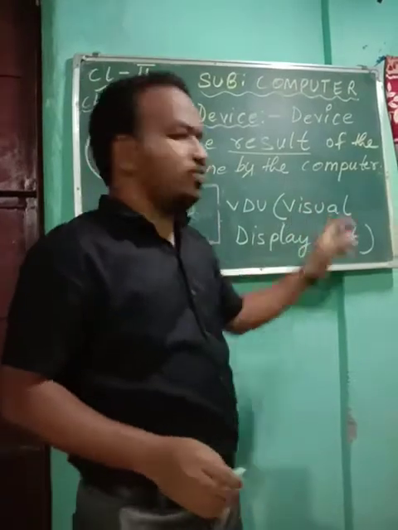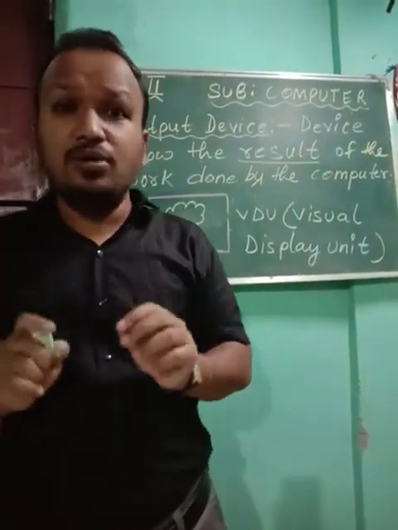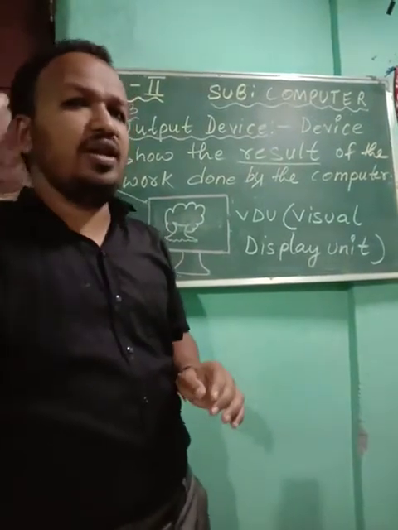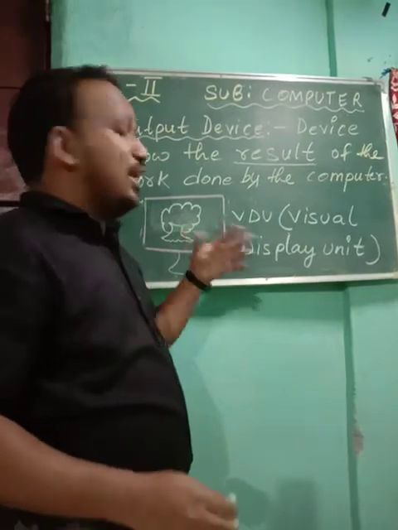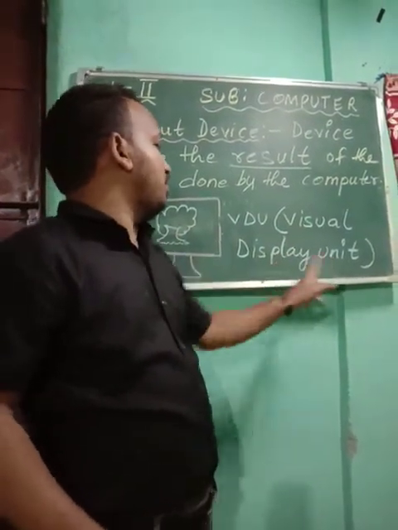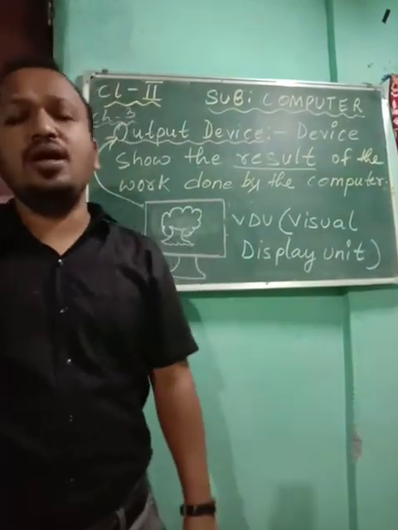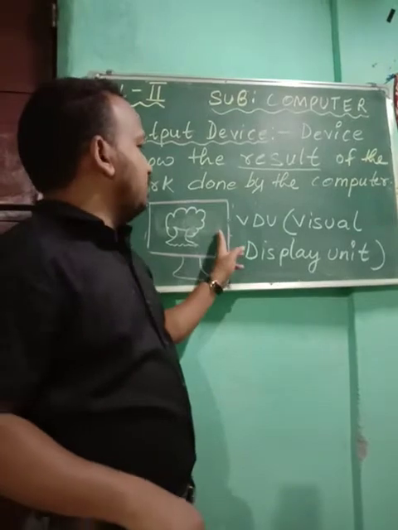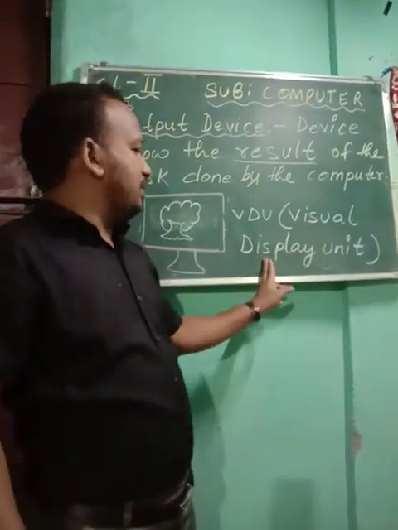So V for visual. Visual means we are able to see. On the monitor screen you are able to see, you are not only hearing. You can hear the sound with the help of speaker, and you can see what is going on on the monitor screen. Visual display unit means the pictures are displaying on the monitor screen. That is why monitor is also called VDU, and the full form is visual display unit.